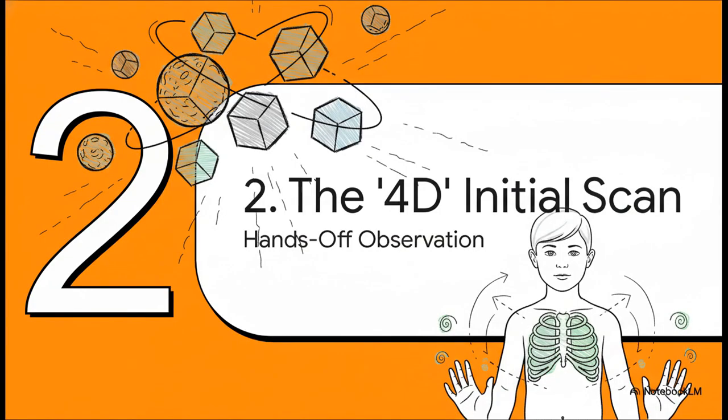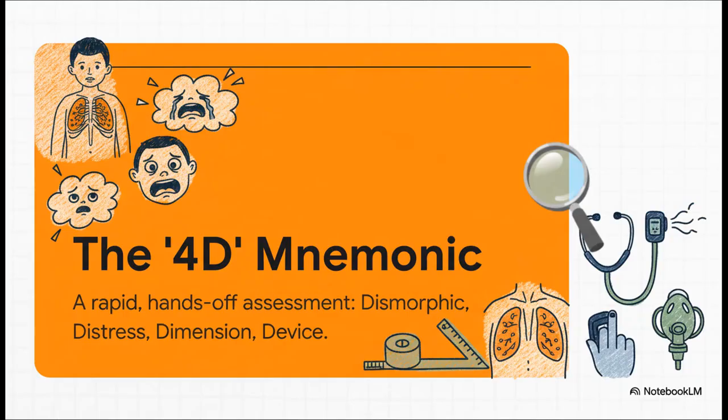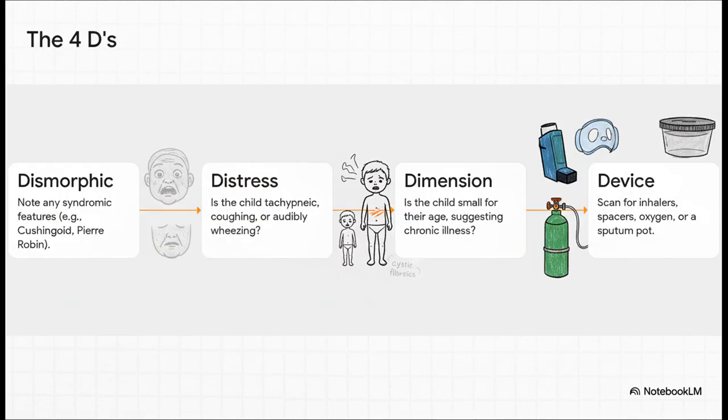All right, now for the first step in your system. This happens the second you walk into the room, before you've even said hello or touched the patient. It's what we call the 4D scan. And we've got a super simple mnemonic to help you remember it. Dysmorphic, distress, dimension, and device. This is your rapid, hands-off assessment that helps you gather a ton of info right from the doorway. So let's break it down.